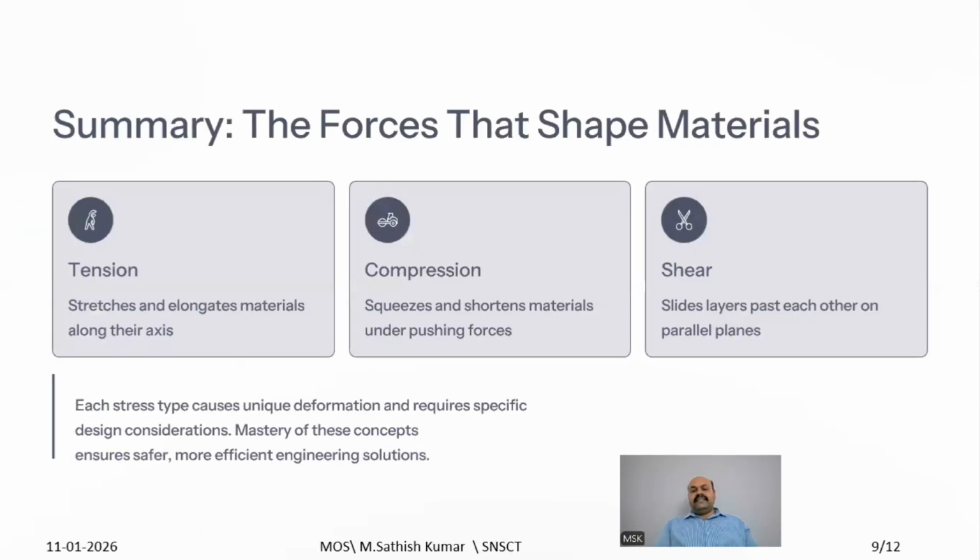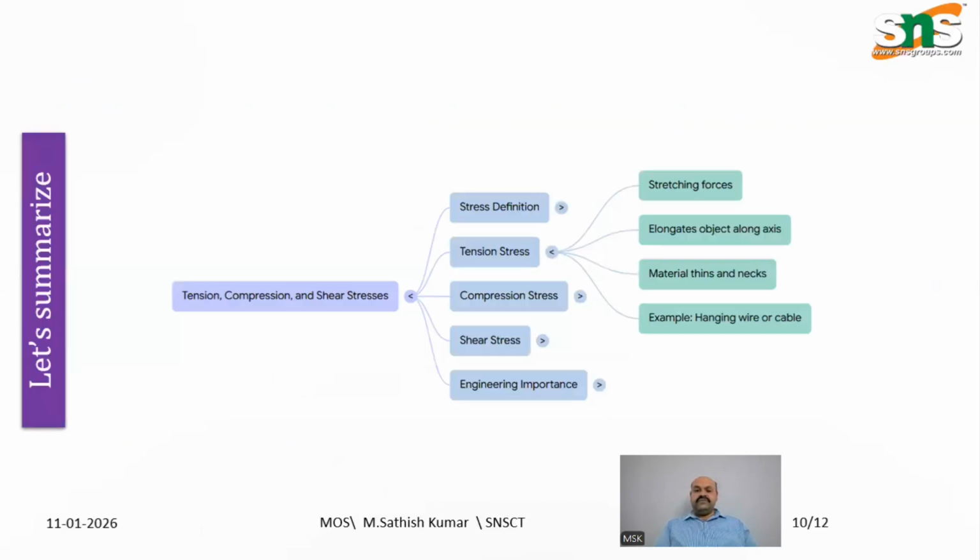So let us summarize these forces. We normally remember this by using a common acronym, that is TCS: tension, compression, and shear. Each stress type causes unique deformation and requires specific design considerations. Mastery of these concepts ensures safer and more efficient engineering solutions.